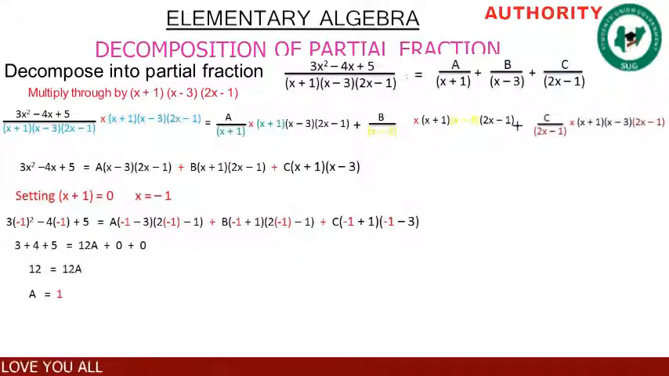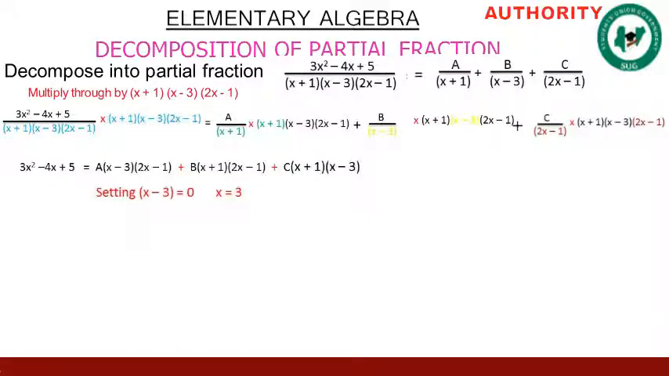All right, good. Now let's go again. Let's also set the second factor to 0. So setting x − 3 equal to 0, we're going to have x equal to 3. So in that same expression, anywhere we see x, we're going to replace it with what? 3.